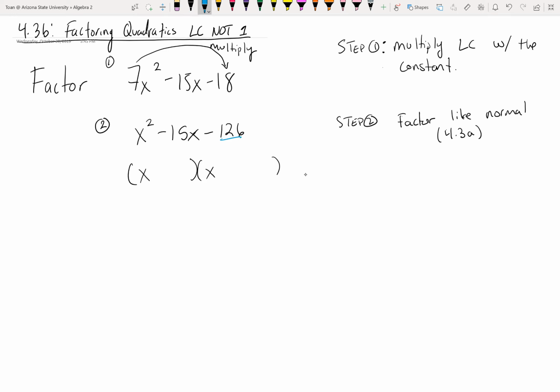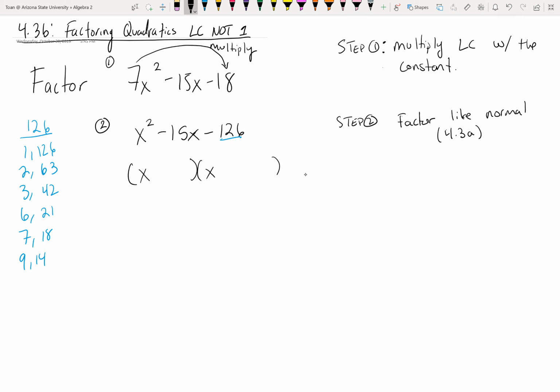So I need to break down the 126. So that's 1 and 126, 2 and 63, 3 and 42, 4 doesn't work, 5 doesn't work, 6 and 21, 7 does work, 126 divided by 7, that surprises me, 18. What about 8? Nope. 9 works, 9 and 14. 10 doesn't, 11 doesn't, 12 doesn't, and 13 doesn't, and we're back to 14 here. So this is the entire list.